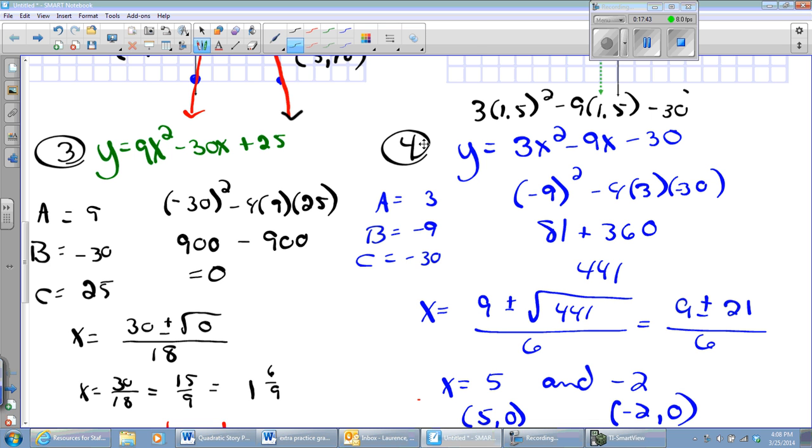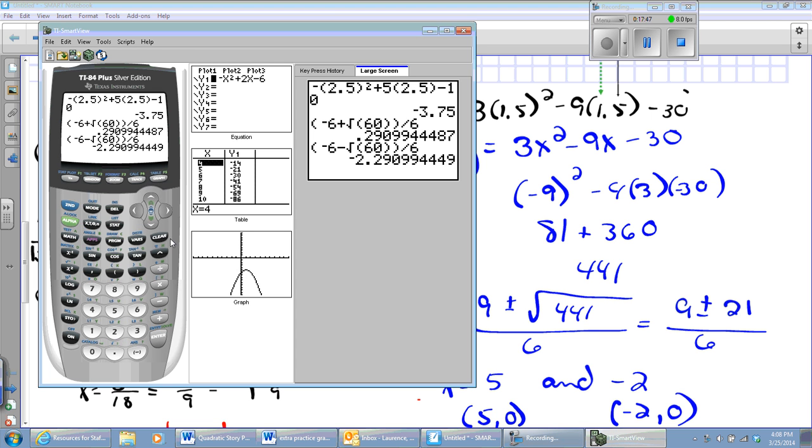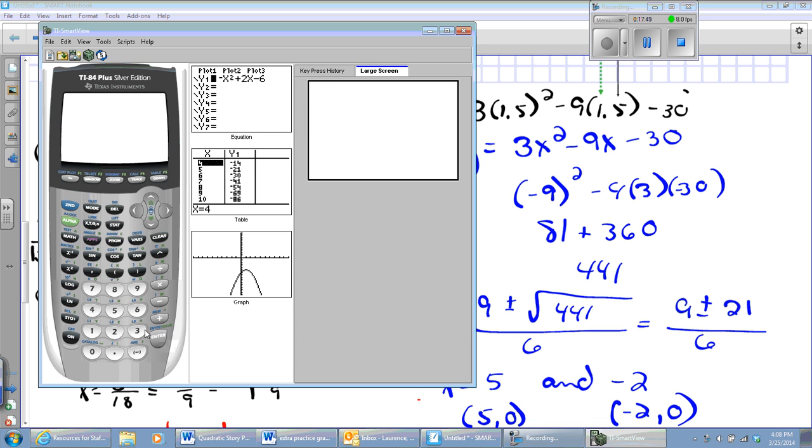Okay, so let me do that. I'm going to get 3 times 1.5 squared minus 9 times 1.5 minus 30. And that's a negative 36.75.